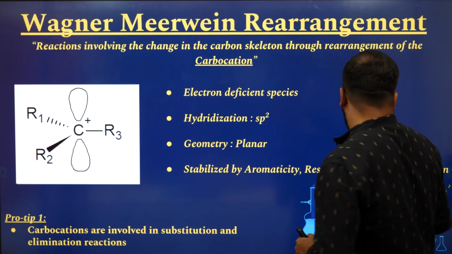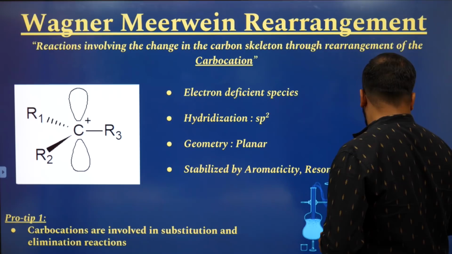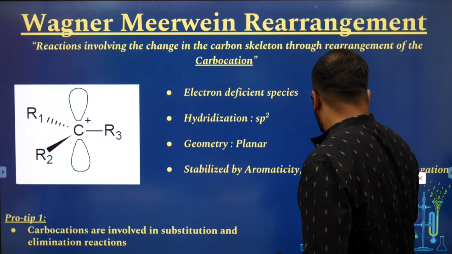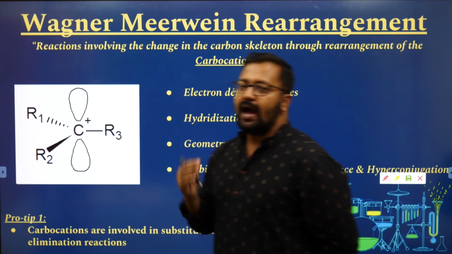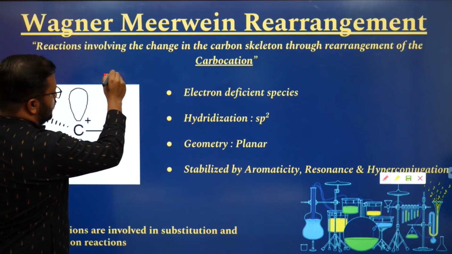Okay, this is what a carbocation looks like. A carbocation is a species in which carbon has a positive charge. It is connected to three different groups. R1, R2 and R3 can be hydrogen, alkyl or aryl.